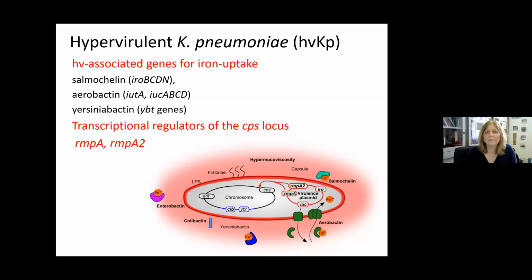We divided Klebsiella pneumoniae in two major groups. One is the hypervirulent, in which the capsule is overexpressed. And this is the list of hypervirulence-associated genes. Most are clusters encoding iron uptake systems. And then there are two regulators that overexpress the capsular cluster, and these are normally located on a virulence plasmid.